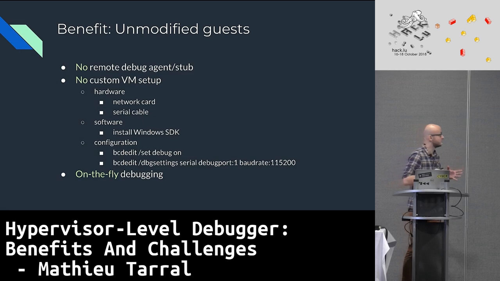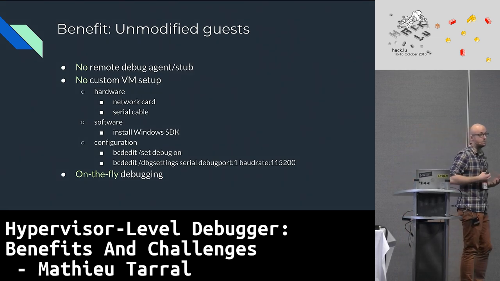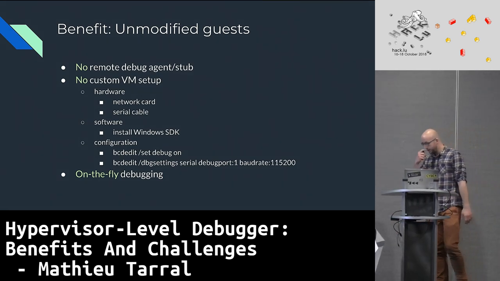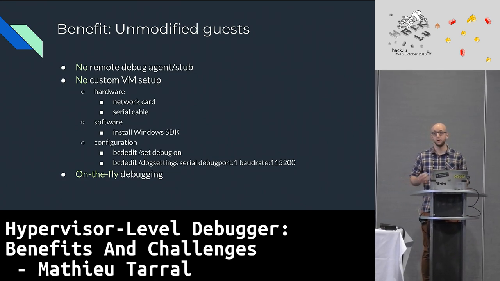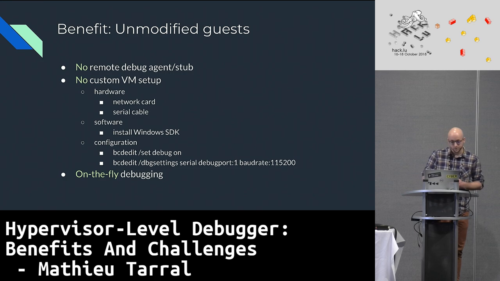But more than that, you have some benefits. Depending on how you implement your hypervisor level debugger, you can have unmodified guests. You can use your raw virtual machine right away. So no serial cable, no specific hardware, and no specific guest configuration to enable the debugging. And plus, you have this on-the-fly debugging, so debugging a virtual machine without having to reboot it or change the configuration.